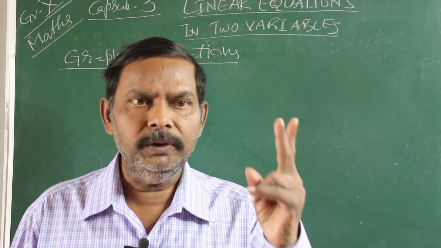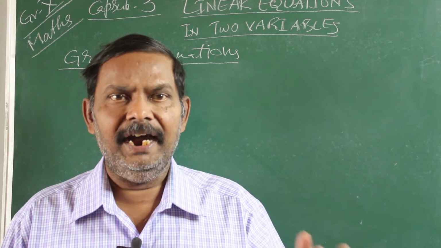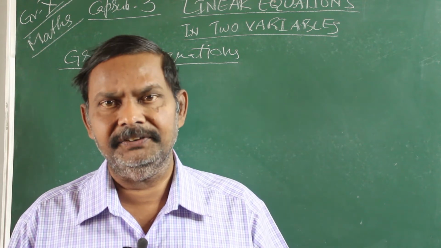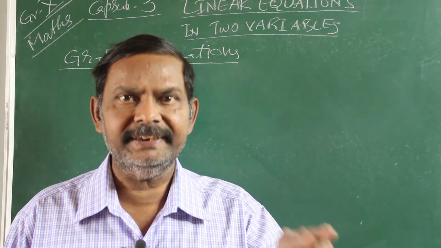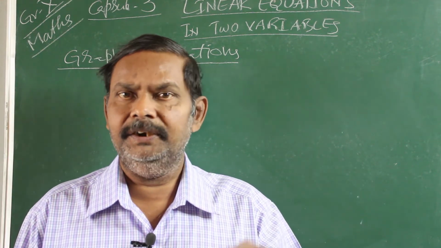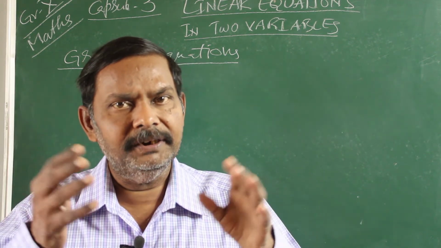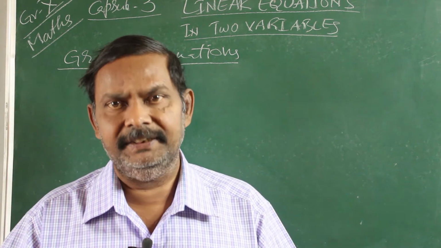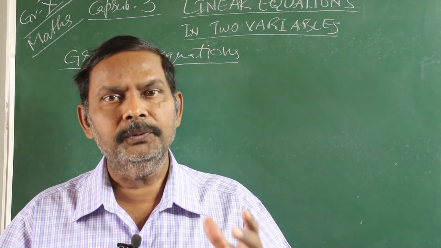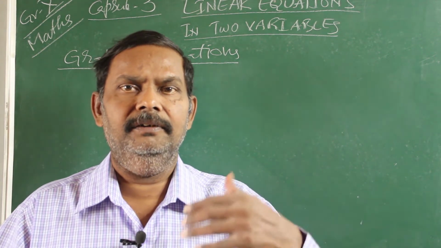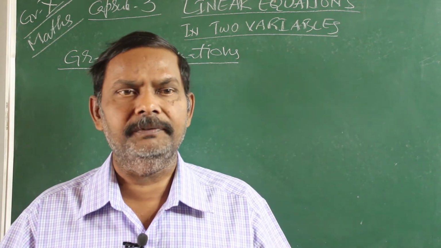But if you have taken two linear equations, you will get two different lines, and there are three different conditions for two lines. The two lines may intersect at a point, the two lines may be parallel to each other, and the two lines may coincide with each other. So there are three different conditions for a given pair of linear equations in two variables.